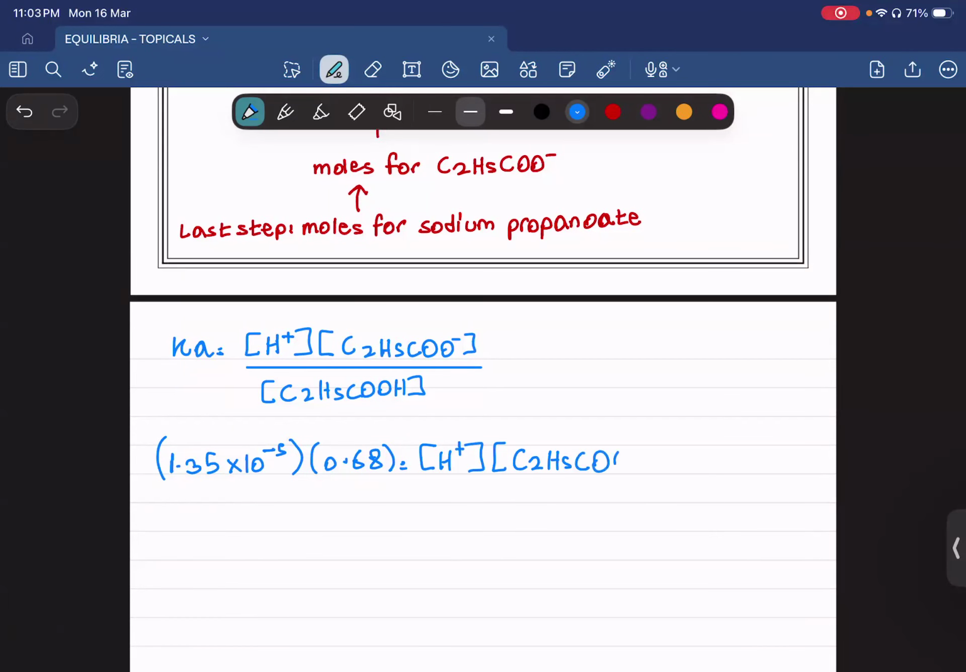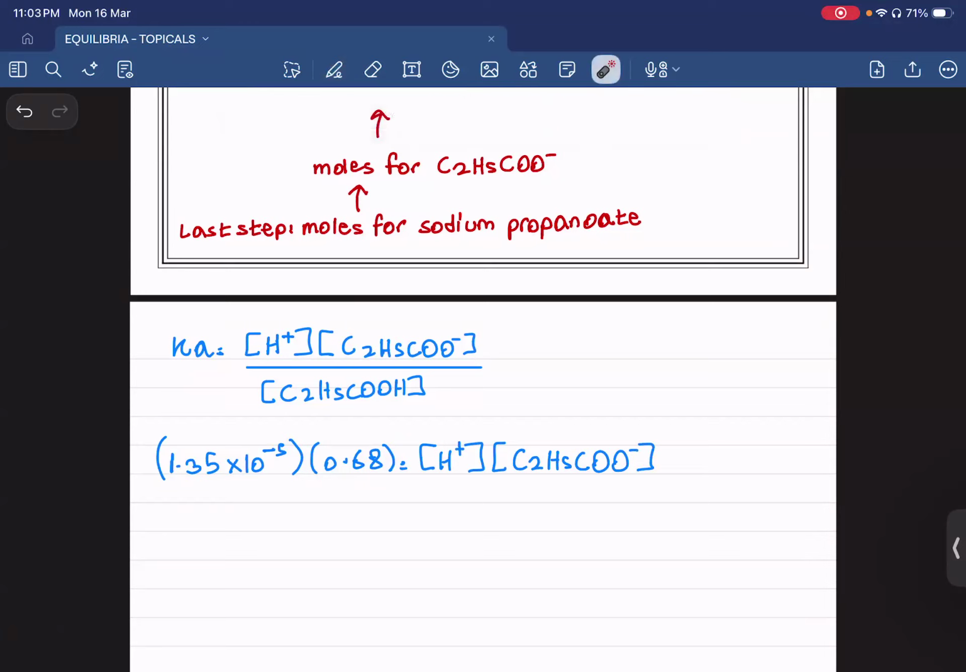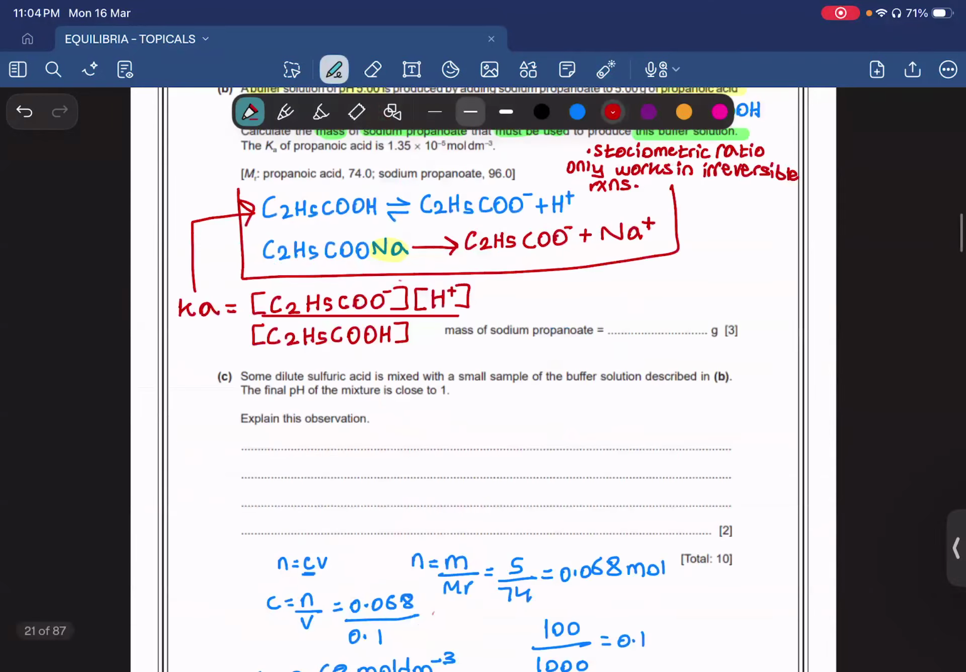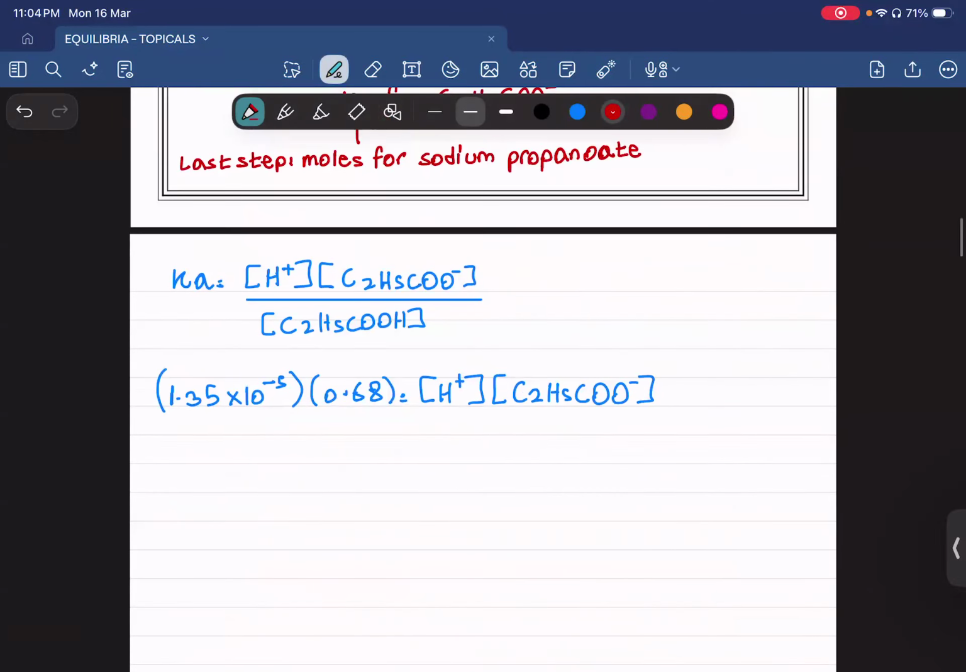concentration of the carboxylate ion. Now, what do you do? What did I just do right now? I just multiplied these two things together. Do you have this? Yes, we do. We have the pH. What's the pH? The pH is 5. You should know this by now.